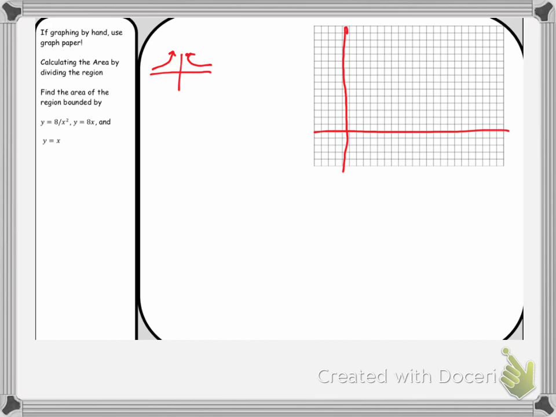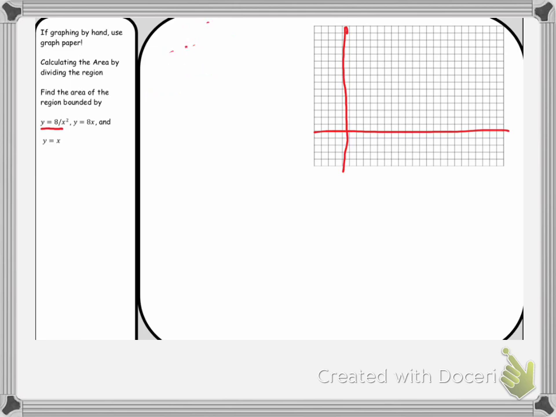y equals 8x is just going to be through here like that. It's probably steeper. And then y equals x. Well, I drew y equals x, so of course y equals 8x would be steeper. So it looks like this little chunk is what we're going to be looking at. Okay? So let's see if we can get some better points. I'm going to leave that y equals 8 over x squared. Well, okay, I'll get a few points off of it.